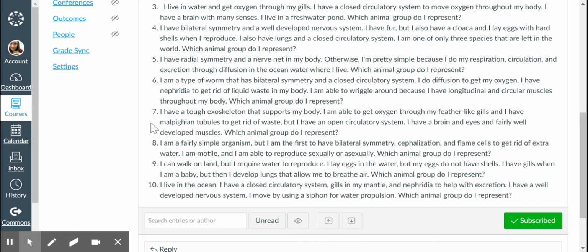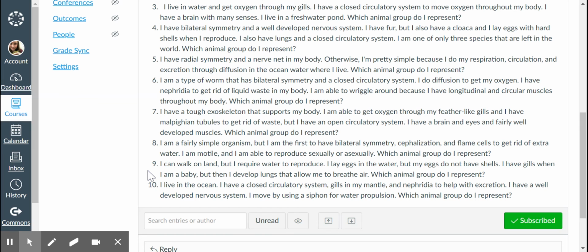Number seven, I have a tough exoskeleton that supports my body. I am able to get oxygen through my feather like gills, and I have Malpighian tubules to get rid of waste. But I have an open circulatory system. I have a brain and eyes that are fairly well developed and fairly well developed muscles. Which animal group do I represent? Number eight, I am a fairly simple organism, but I am the first to have bilateral symmetry, cephalization, and flame cells to get rid of extra water. I am motile and I am able to reproduce sexually or asexually. Which animal group do I represent?